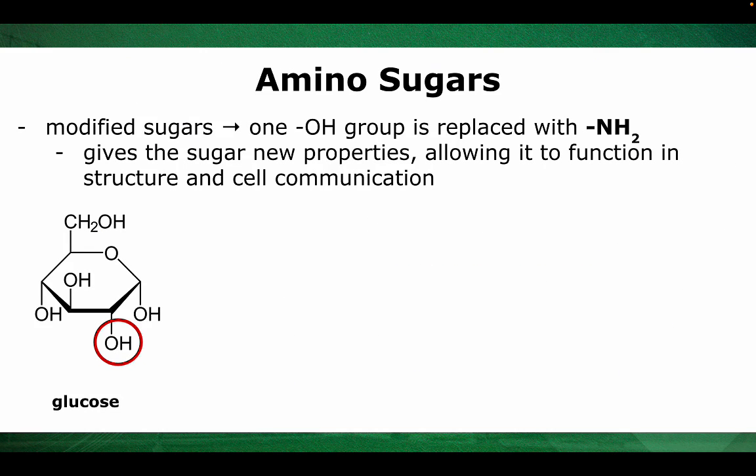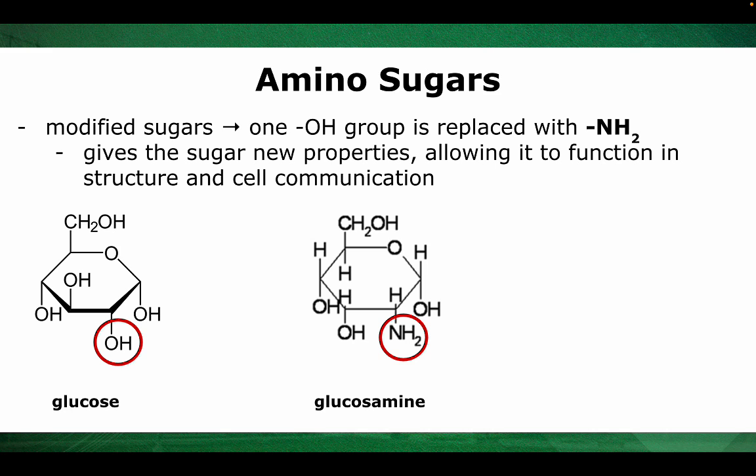Amino sugars are sugars where one of the OH groups, for example in glucose here, is replaced by an amino group, NH2. So this small change gives the sugar new properties. Amino sugars are important in structure and cell communication. For example, they're found in cartilage, connective tissues, and cell walls. So when glucose is modified, or if the hydroxyl group is changed into an NH2 amino group, it will become a glucosamine.